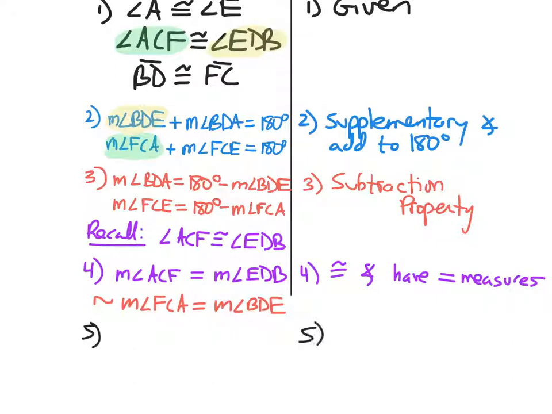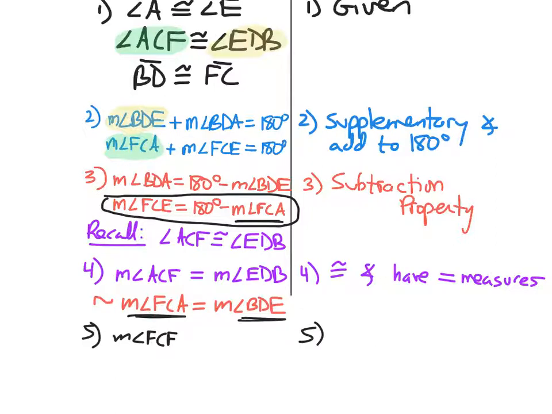step 5 in the process, is because these two things are equivalent to one another, I can make the substitution in one or the other. It doesn't make a difference, all right? Because they're going to end up being equivalent. So I can now state, for example, that, and I'll choose this one, that the measure of angle FCE is equal to 180 minus the measure of angle BDE.